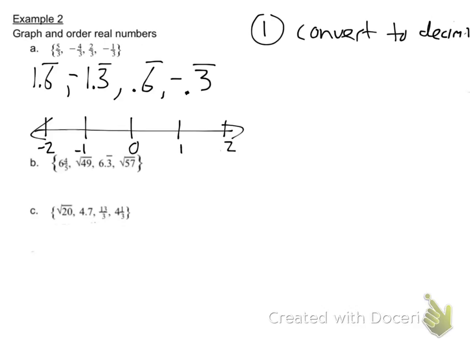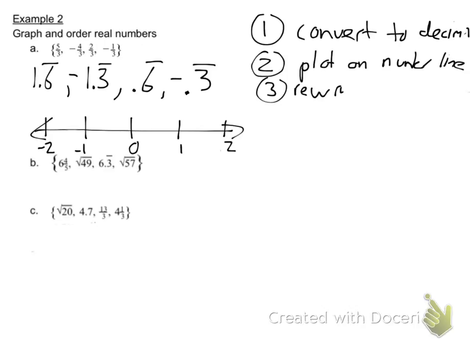So we converted them all to decimals, and 2, plot on number line, and 3, rewrite in order. When we say order, we're always usually talking the smallest to largest.